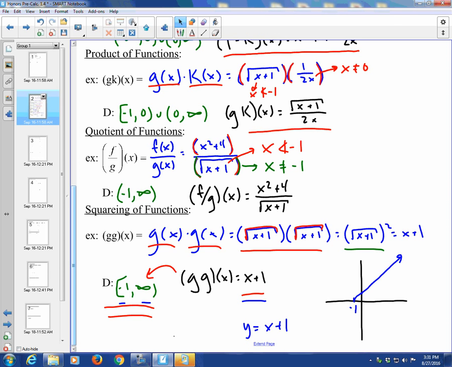So right here, this is building functions from functions with operations. In our next video, we're going to talk about building functions from functions with composition. And we will see you guys in the next video.